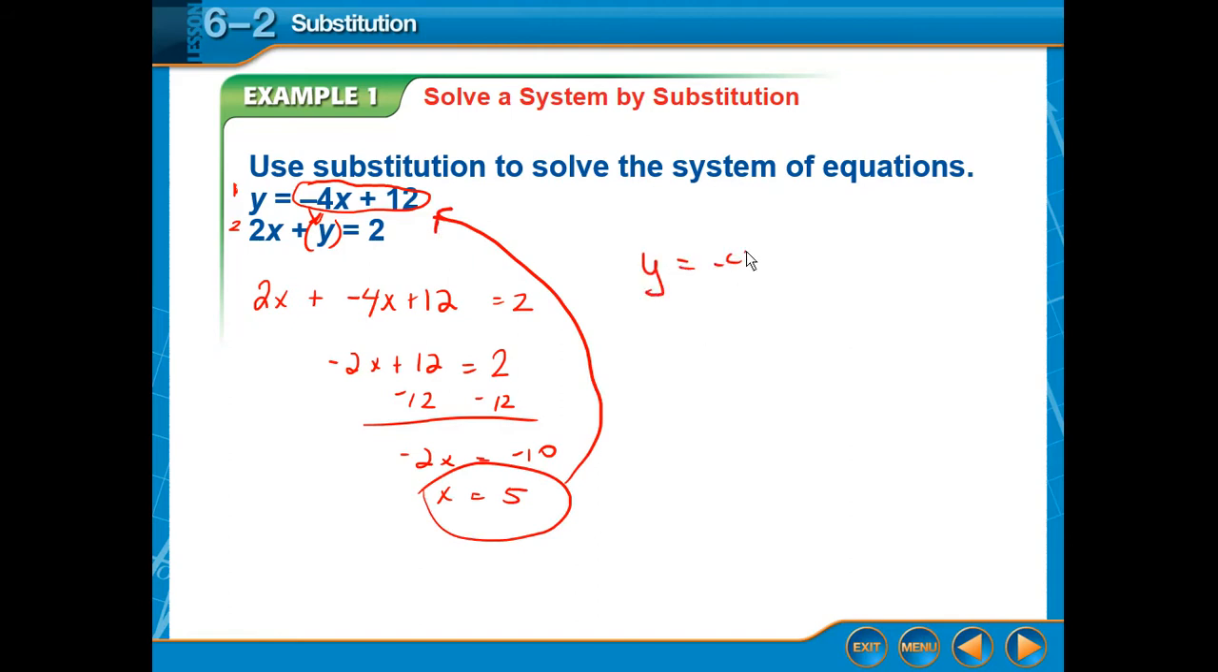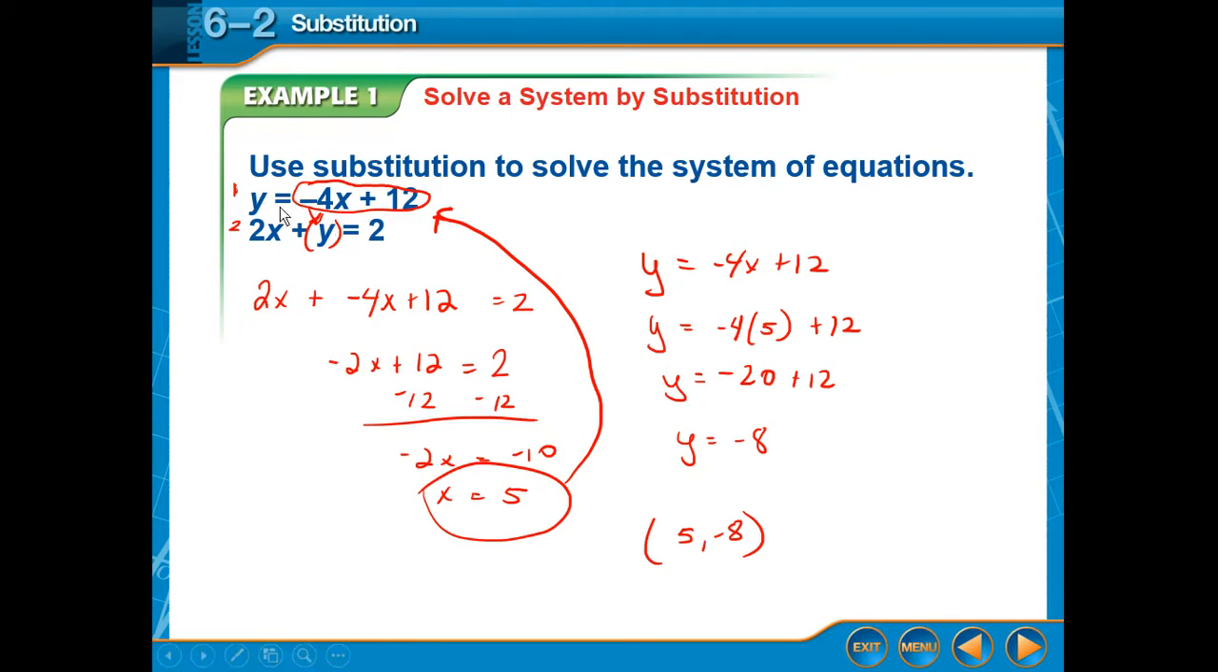Y is negative 4x plus 12. So now I can use what I know x is. X is 5, so I can put that in for x to solve for y. So I get negative 20 plus 12 is what y is, so y is going to be negative 8. So step 3, after you figure out x and y, you're just going to write them as an ordered pair. So 5, negative 8 is the solution. So if I were to take 5 and negative 8 and plug it in for x and y into both of these equations, it will work for both.